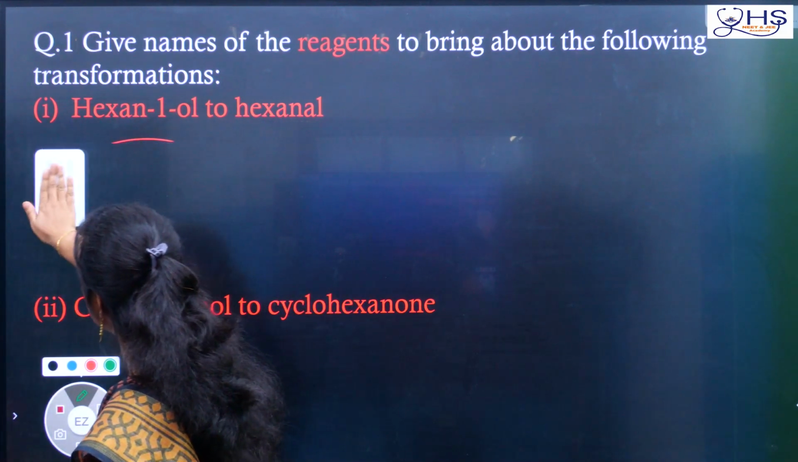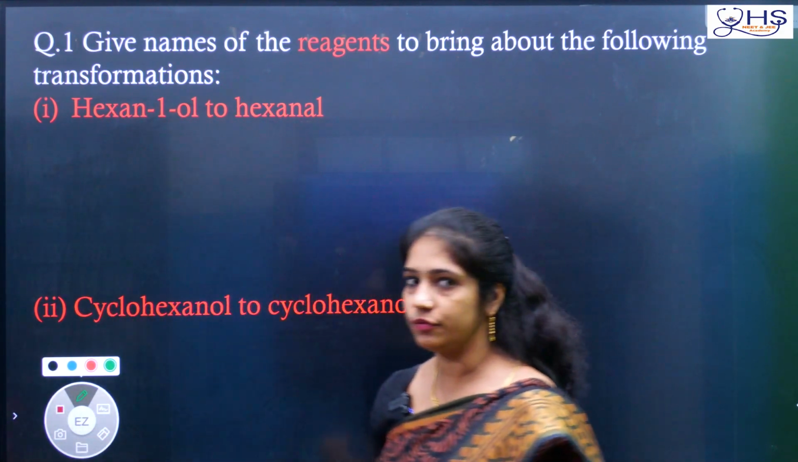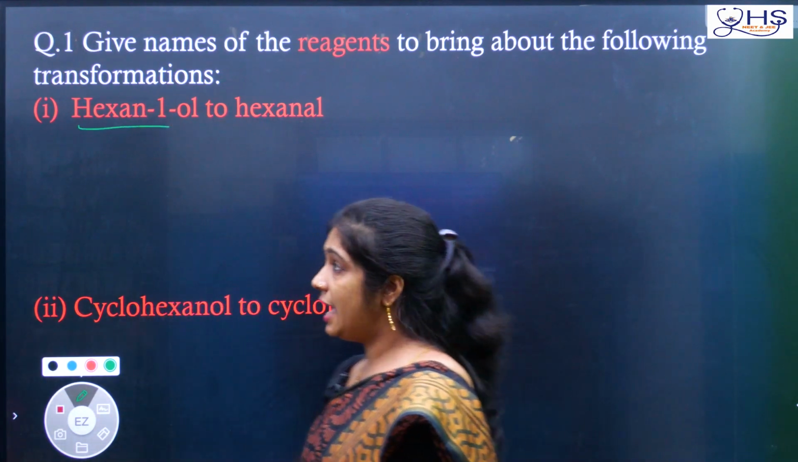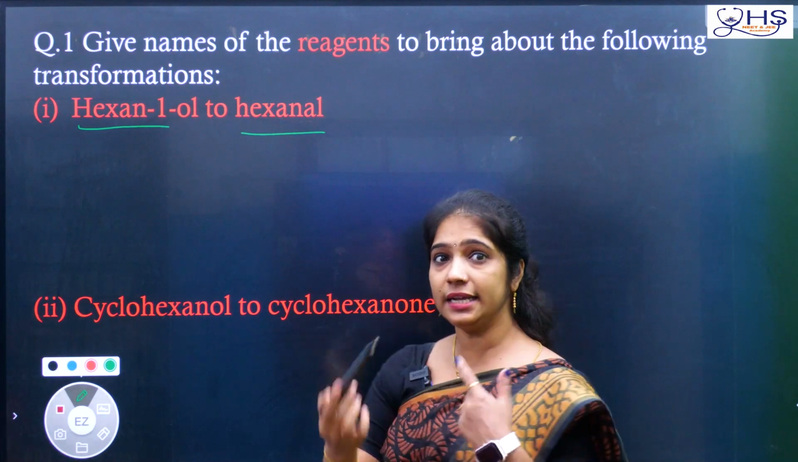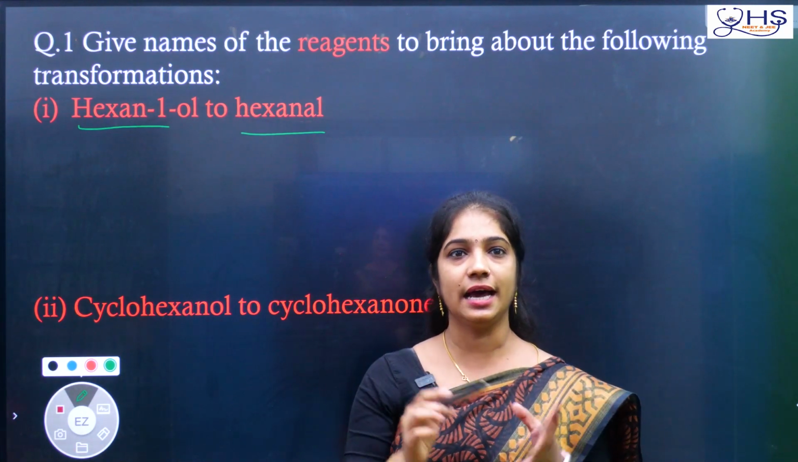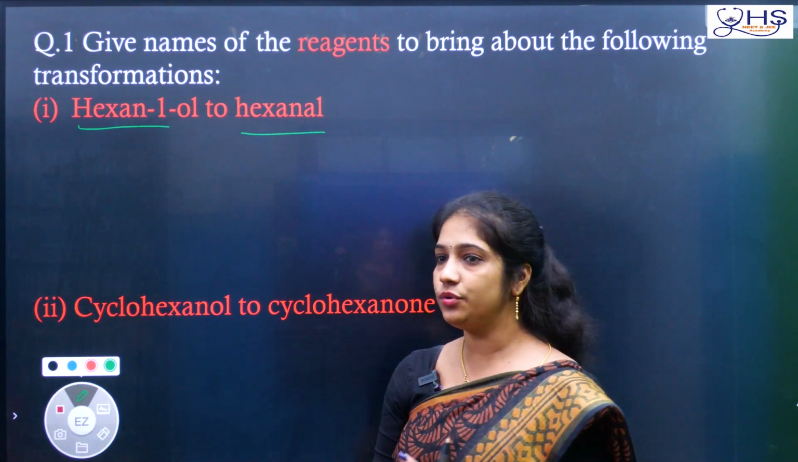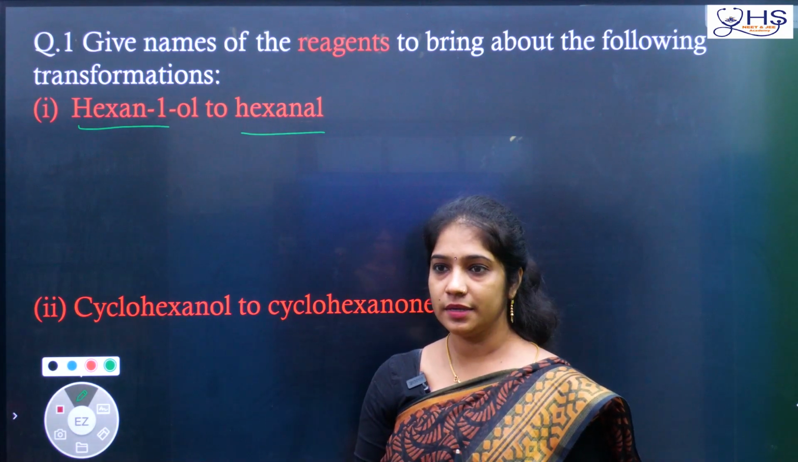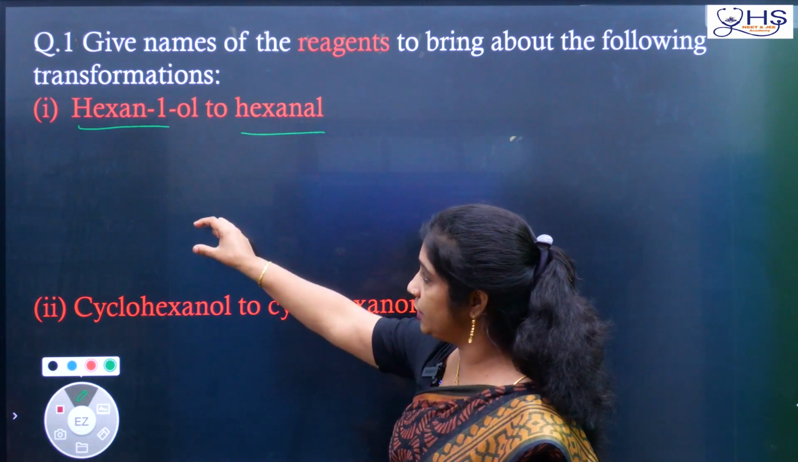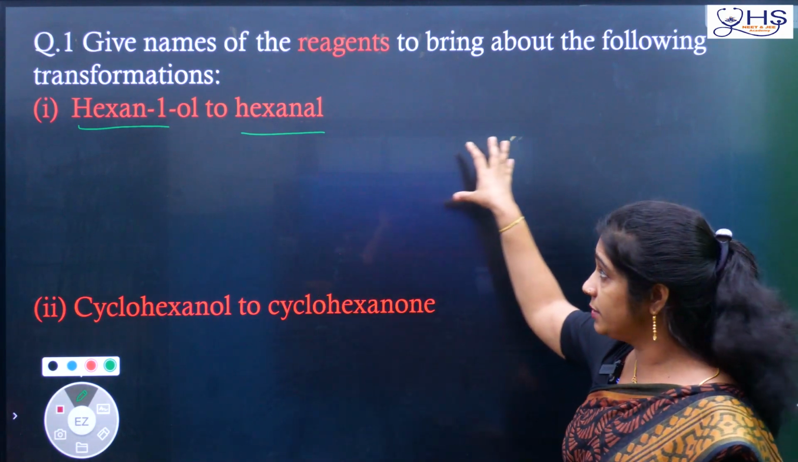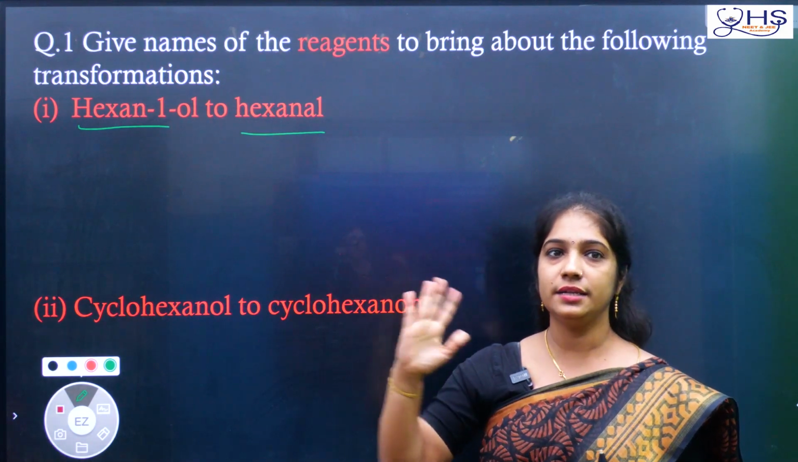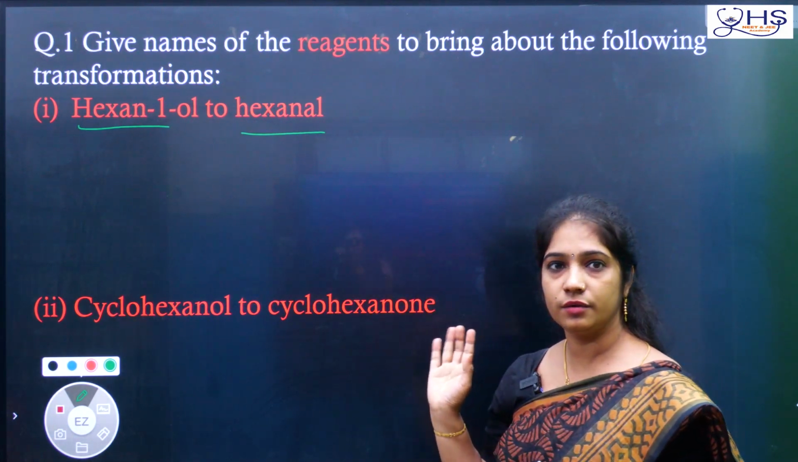What you have to do in such a question is to approach it properly. First, always write the structure of the reactant and the structure of the product, then think of the reagent and write the reagent on the arrow mark. That is the correct way to answer this kind of question. So don't simply write the reagent. You have to write the reactant, put the arrow mark, write the product, and above or below the arrow mark write the reagent. Then you will get the full mark.